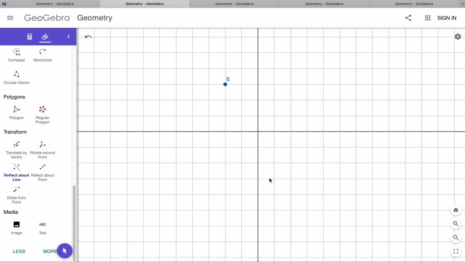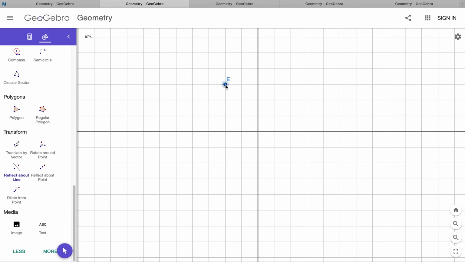Okay, so let's just do a point here. I'm in GeoGebra, and if you wanted to do this, you could just Google GeoGebra geometry. I put a grid in and drew some lines. I'm going to go down here to reflection. I select reflect about a line, and it tells me what to do. It says select object, and then select the line of reflection.